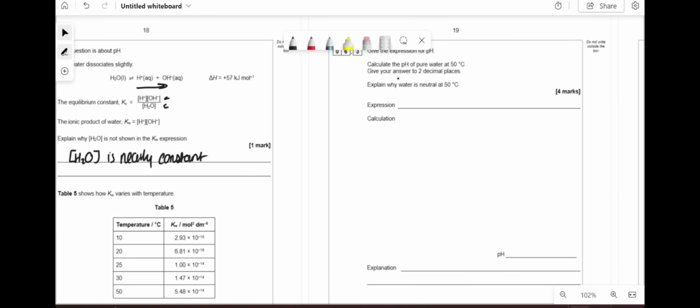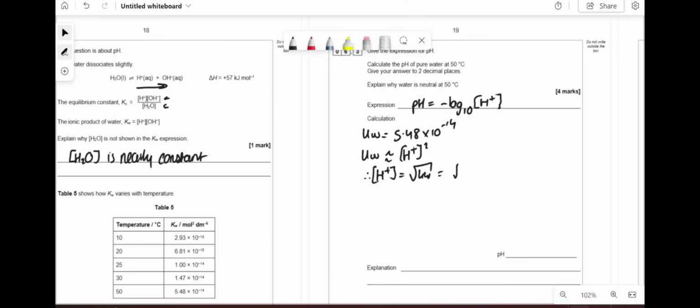Give the expression for pH and then calculate the pH of water at 50 degrees Celsius. Give your answers to two decimal places and explain why it's neutral at 50 degrees Celsius. So pH equals negative log to the base 10 of [H+]. They've told us that Kw at 50 degrees Celsius is 5.48 times 10 to the minus 14. In pure water, [H+] and [OH-] are nearly the same, so Kw roughly equals [H+] squared. Therefore, [H+] is going to equal the square root of Kw, which is the square root of 5.48 times 10 to the minus 14. So we put that in our calculator.